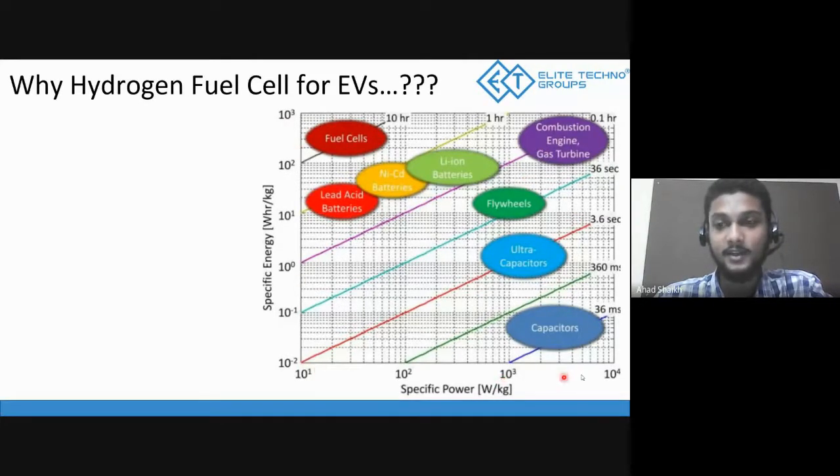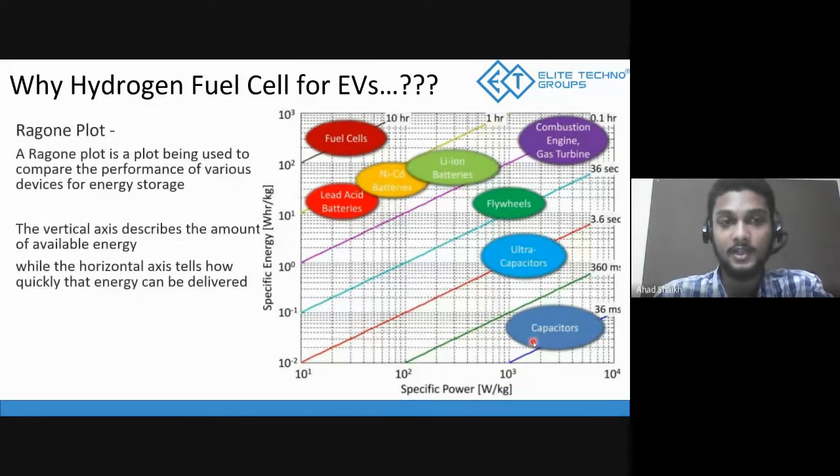This chart compares the different types of energy storage devices on the basis of how much specific energy they store and how much power they deliver. This chart is called a Ragone plot, and it's used, as I mentioned, to compare the performance of different types of energy storage devices. On the vertical axis, you will find how much energy is stored per kg of the storage, and on the horizontal axis, you will find how quickly this energy can be extracted.